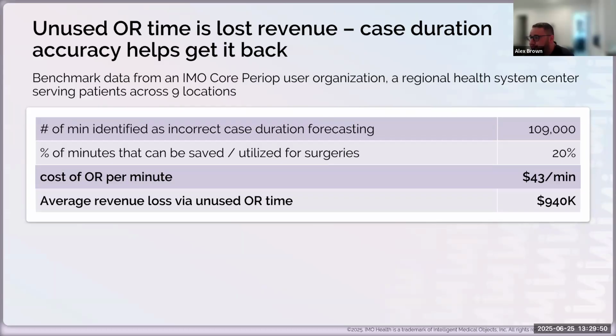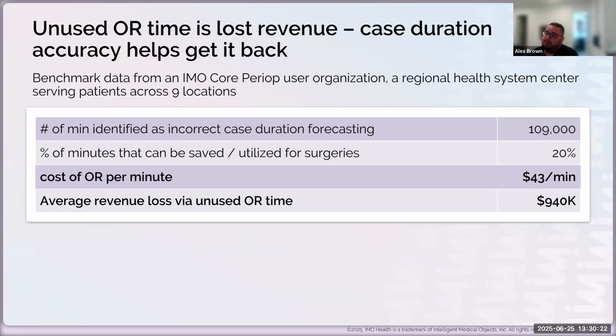We used a very, very conservative financial model, but we worked with a system about a year ago to do this work, and they were able to identify about 109,000 minutes over a year that they were incorrect originally in their case duration forecasting. Those are minutes that would have been either overrun or underrun minutes. What we did is we took only 20% of that, because just because you better predict what's going to occur with that case doesn't necessarily mean that you can utilize it.